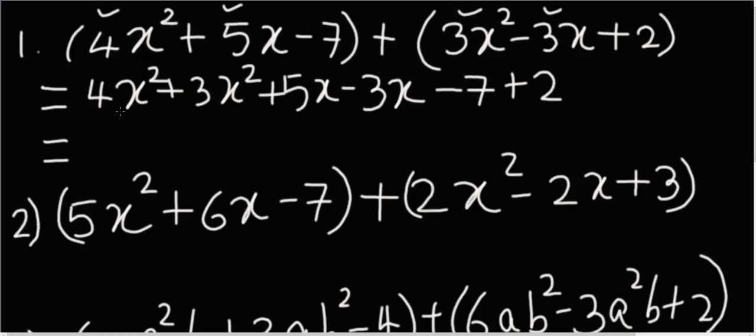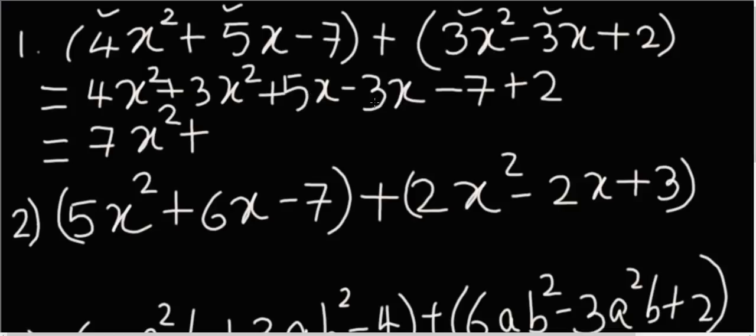So 4x square plus 3x square is 7x square. So you are adding only the coefficients. We are not doing anything with the variables or their power. We are just adding the coefficients. It's like 4 apples plus 3 apples, which is 7 apples.